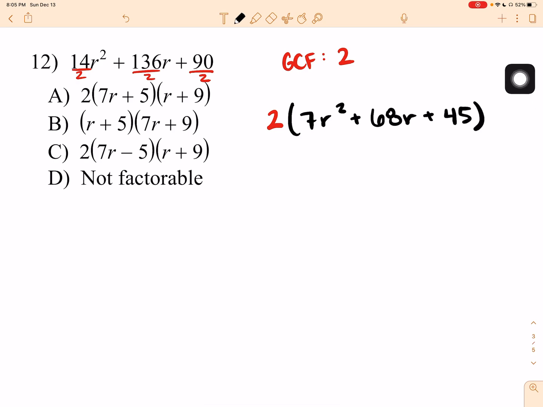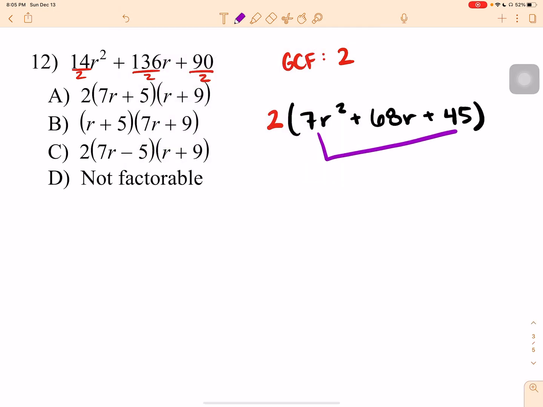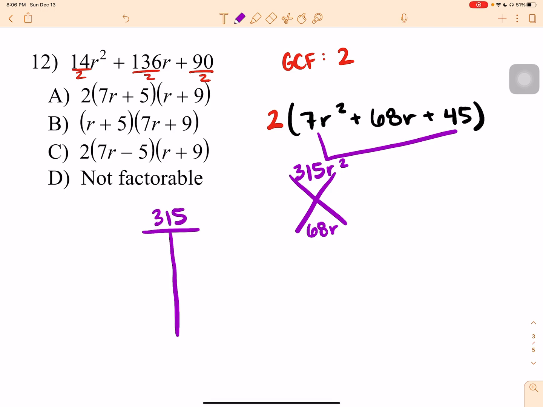So now I'm just going to factor what is inside, okay? So if I factor the inside, 7 times 45, let's see here. 7 times 45 is 315. And then that's r squared, and then the 68r goes on the bottom. So we have to try to figure out what two things multiply to 315 and add to 68. So we're definitely going to set up a factor chart here for 315. I know it's not divisible by 2, so I'm not going to be able to put a 2 in there. But I'm going to see what it is by 3. I think it's going to be 105.